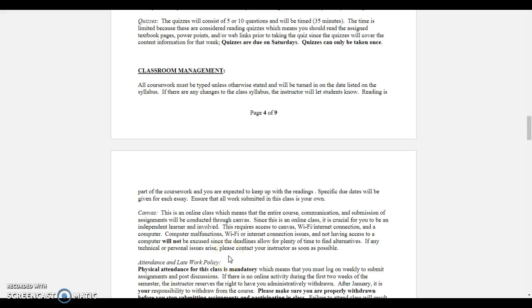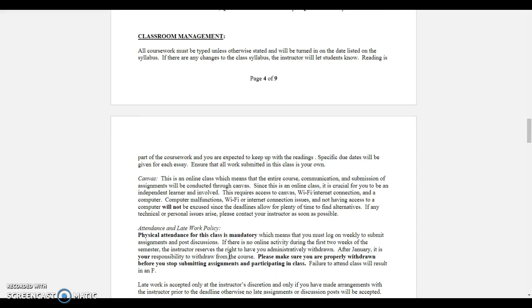As far as classroom management, just make sure that you are not stalking anyone online, or threatening anyone online, or posting anything that's offensive or racist or anything like that. It is an academic setting even though it's online, so make sure that you are respectful of each other at all times.